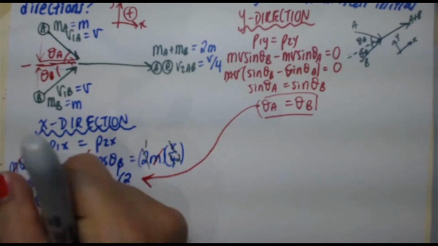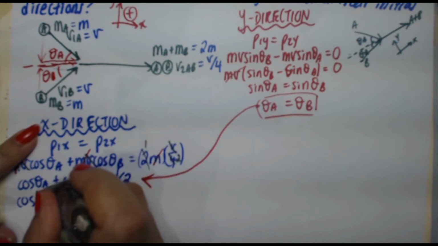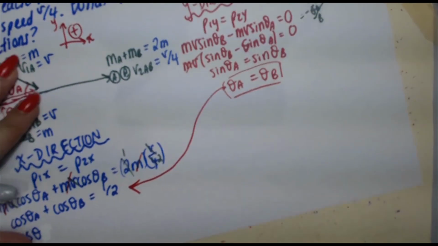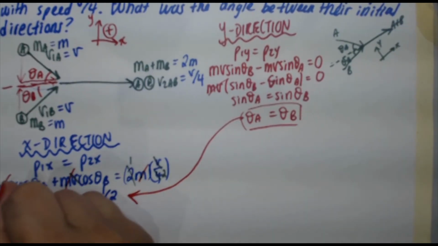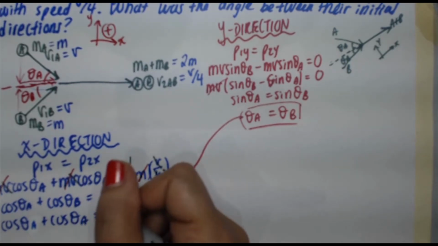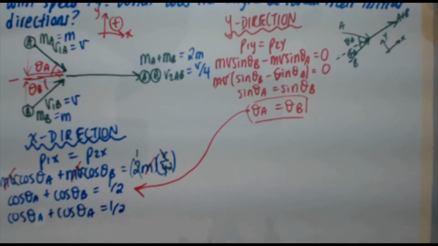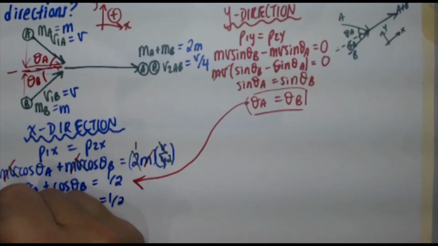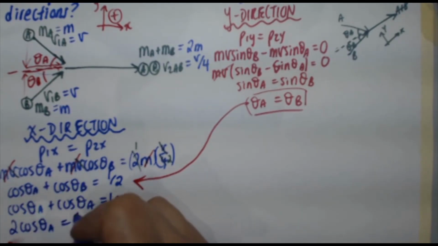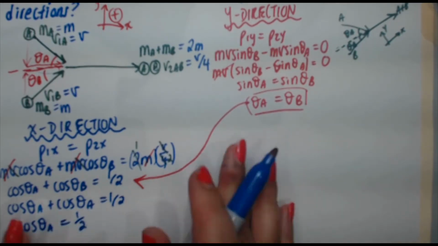We get cos theta A plus cos theta A is equal to 1/2. Okay, so cos A plus cos A, they're two objects, they're the same, so when you add 2 of them together, you get 2 of them. All right, so this is going to be equal to 2 cosine theta A is equal to 1/2. Okay, so deal with the numbers. Take the 2 here, divide both sides by 2, so you're going to get cos theta A equals 1/4.